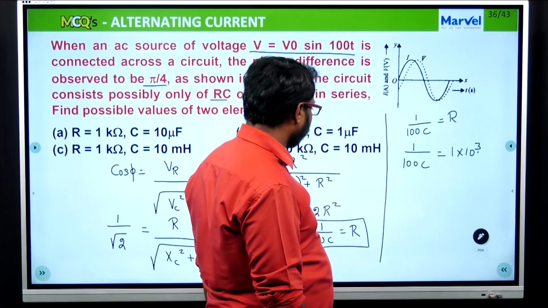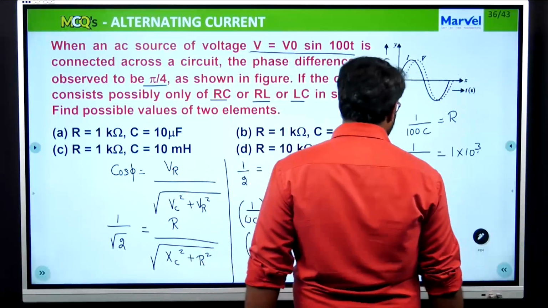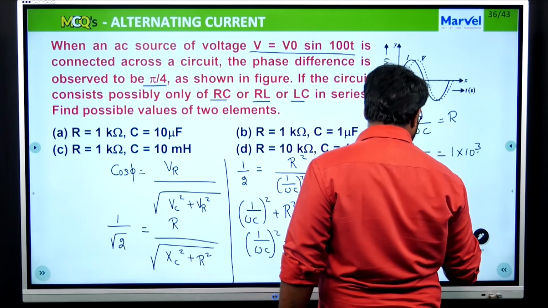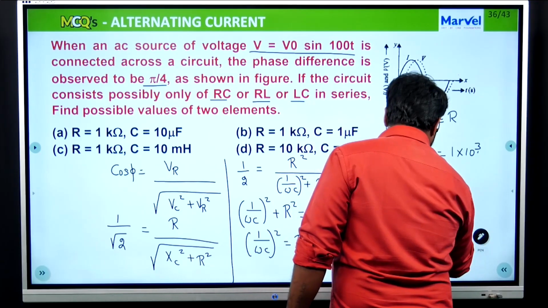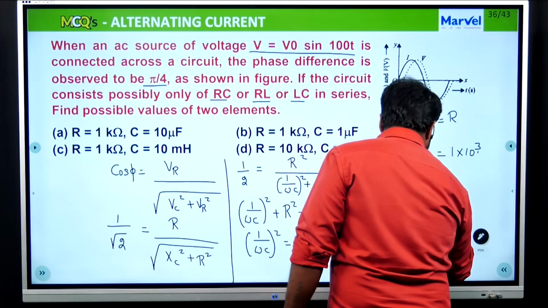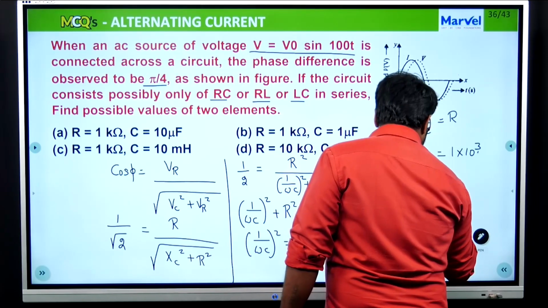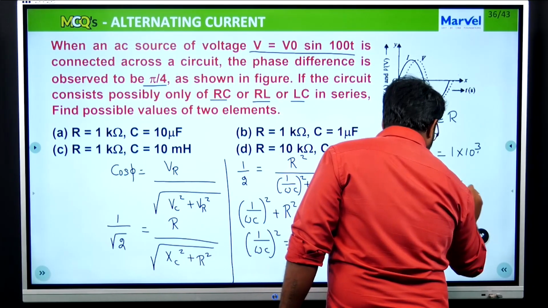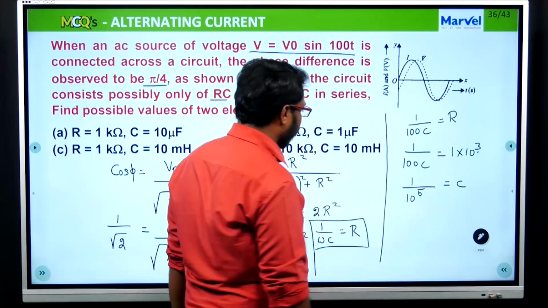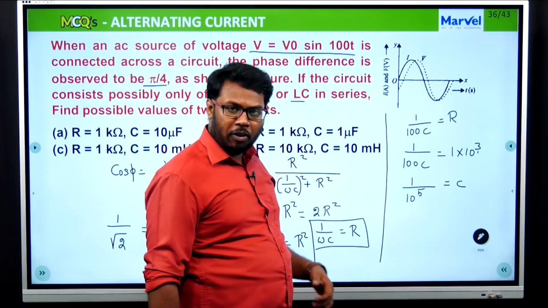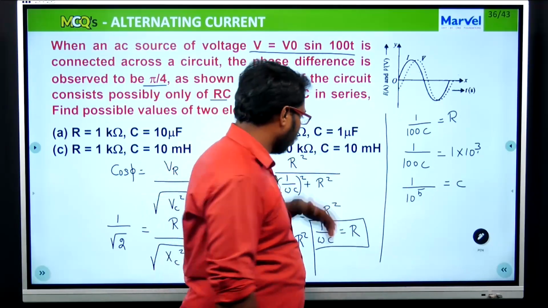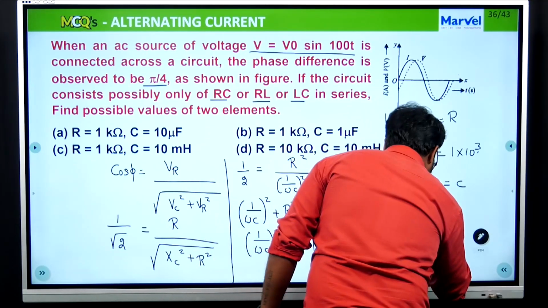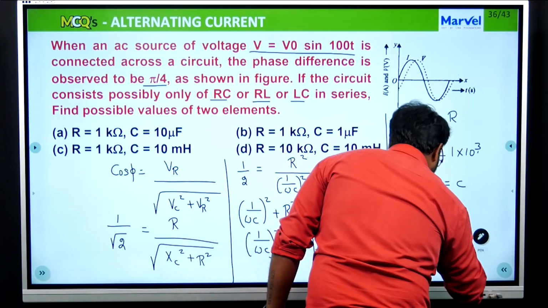So your C is nothing but 1 by, I'll cross multiply this, it becomes 10 power 5 is equal to C. 1 by 10 power 5 is equal to C. I'll take this to the numerator, it becomes 10 power minus 5 equal to C.